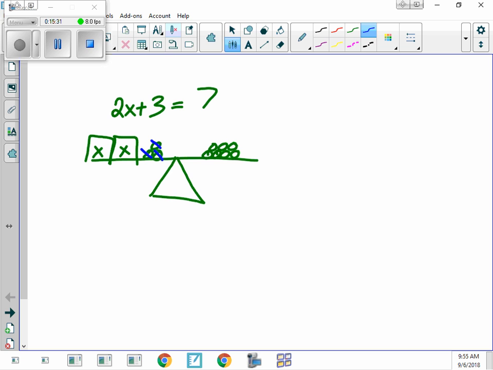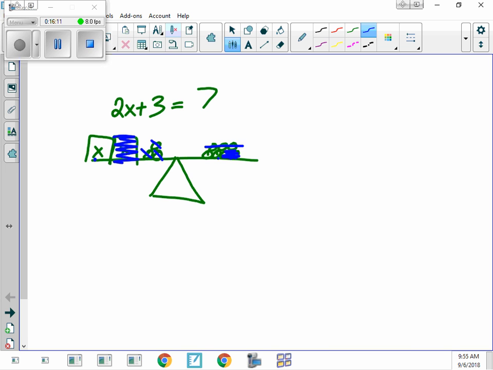Get rid of 3 1-pound weights on the left, and in order to maintain balance, I have to get rid of 3 1-pound weights on the right. It's still balanced. Now I have 2 x's are equal to 4 pounds. So how do I solve for x? Well, I get rid of half of my x's, divide by 2. And on the other side, I get rid of half of my weights, and now I have 1 x. 1 x is equal to 2 1-pound weights, and the answer is 2.